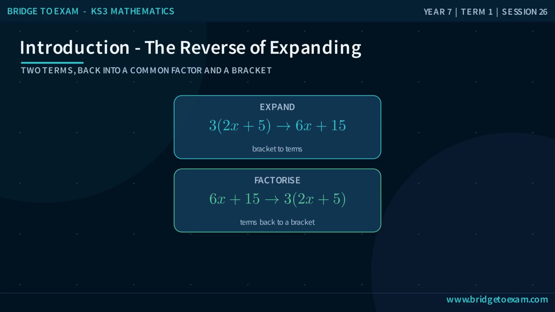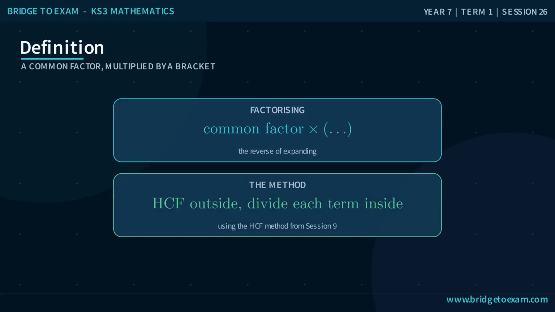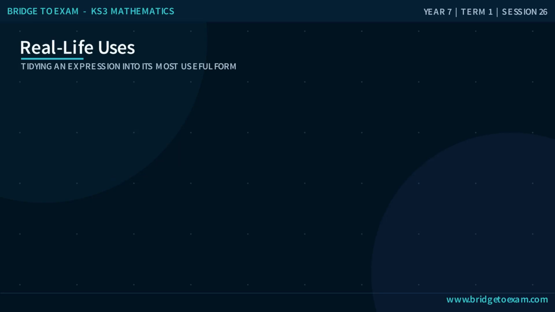Exact reverse processes. By the end of today, you'll find the highest common factor of an expression's terms and use it to factorize the expression fully. Factorising rewrites an expression as a common factor multiplied by a bracket, the reverse of expanding. Find the HCF shared by every term, write it outside a bracket, then divide each term by it to find what goes inside. Factorising shows up anywhere an expression needs tidying into its simplest, most useful form.